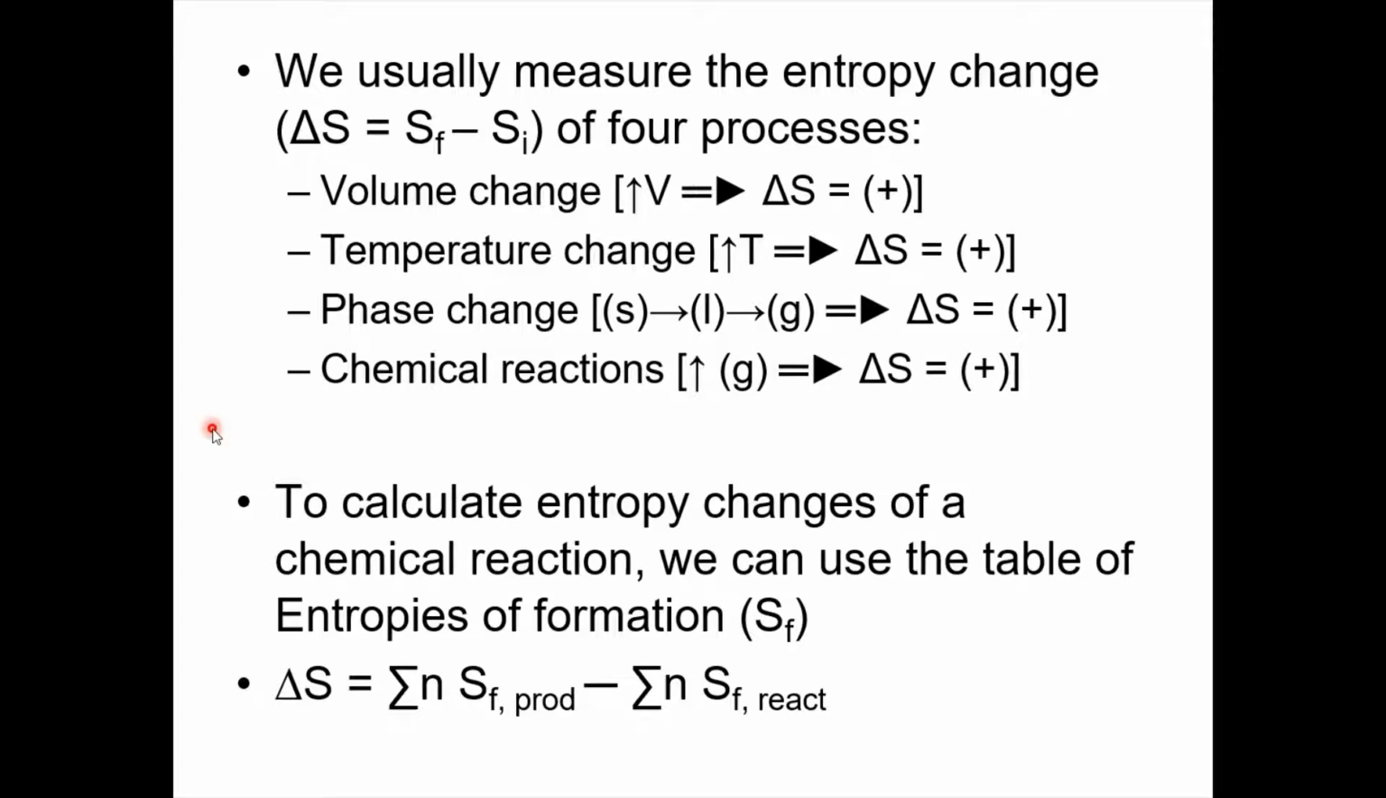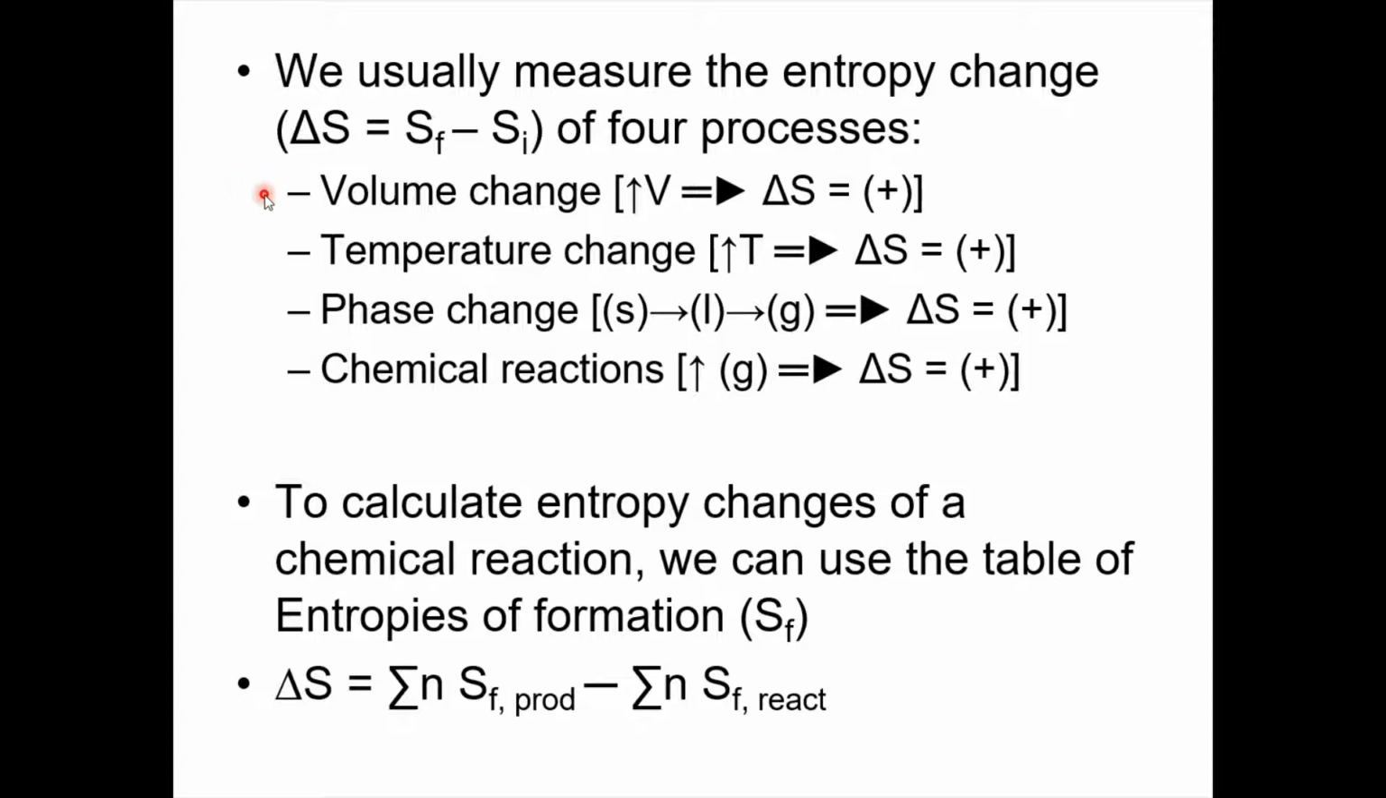And I will kind of say this here, that in order to calculate entropies, there are four main processes that change entropies. And what we're looking for whenever we want an entropy change is delta S. And delta S is the final entropy minus the initial entropy. Okay? So the four things that can change the entropy of a system, in other words, give you a delta S, give you a change in entropy, are volume change.